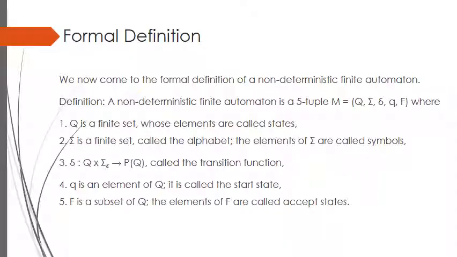Lowercase q is an element of Q. It is called the start state. Capital F is a subset of Q. The elements of F are called accept states.